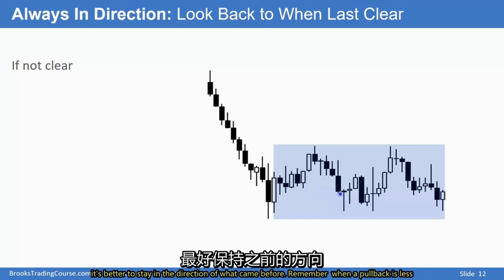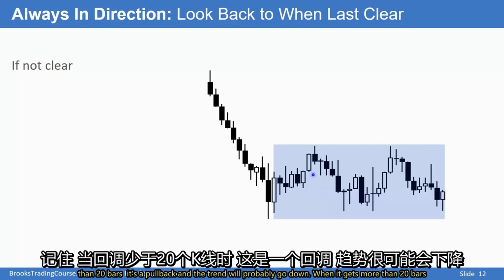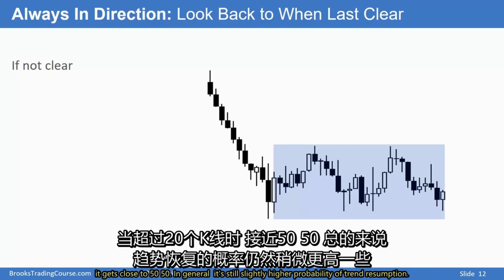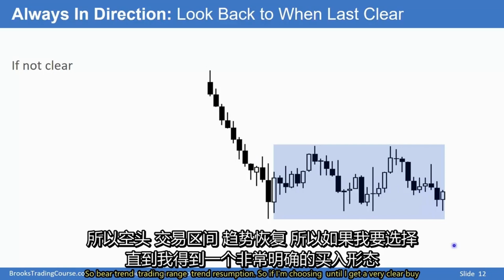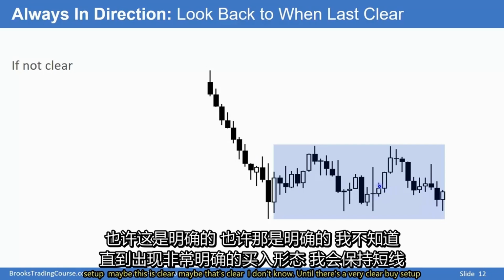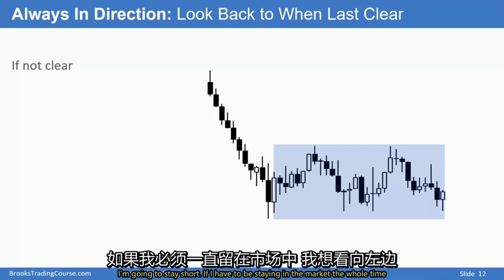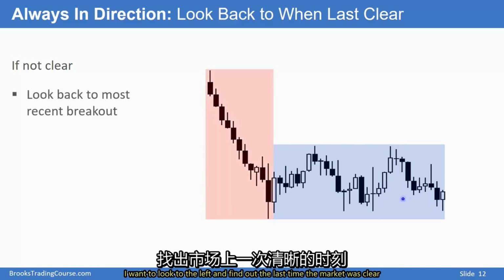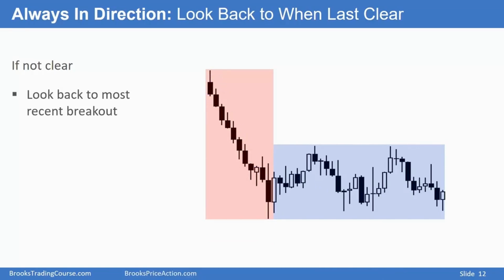Remember, when a pullback is less than 20 bars, it's a pullback and the trend will probably go down. When it gets more than 20 bars, it gets close to 50-50. In general, it's still slightly higher probability of trend resumption. So bear trend, trading range, trend resumption. So if I'm choosing until I get a very clear buy setup, maybe this is clear, maybe that's clear, I don't know. Until there's a very clear buy setup, I'm going to stay short. If I have to be staying in the market the whole time, I want to look to the left and find out the last time the market was clear, and I'll stay in that direction.